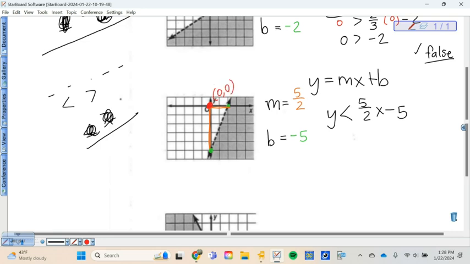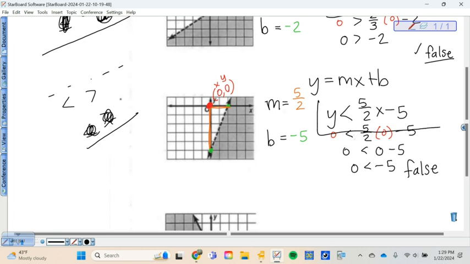If I plug in 0 for x and 0 for y, I end up with 0 is less than 5/2 times 0 minus 5. 5/2 times 0 is what? 0 minus 5 is what? -5. Is 0 less than -5? No, that's false, right? That tells me 0, 0 isn't a solution. Is that what it shows on the graph? Yeah, it does, right? 0, 0 is not a solution, so it should be false in the inequality. Okay, so that's it. That's my final answer.